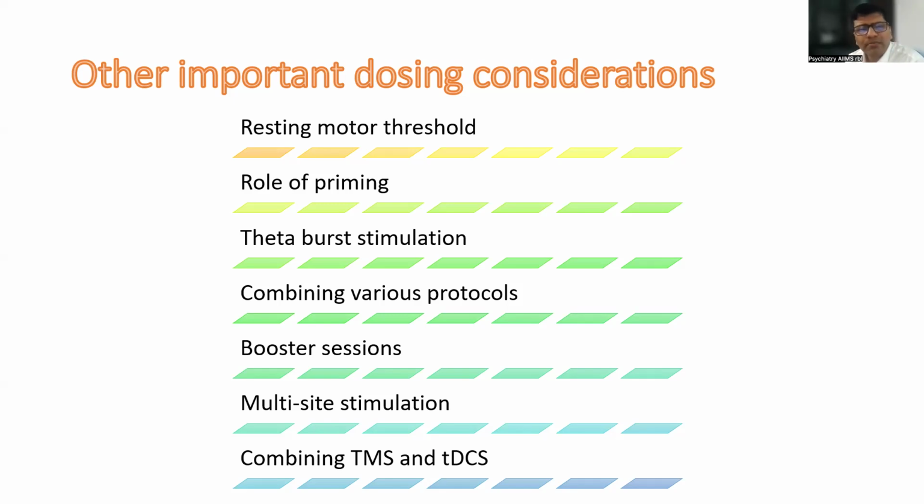You can do multiple protocols for treatment of depression, like targeting the left dorsolateral prefrontal cortex with a stimulatory protocol by giving intermittent theta burst or high frequency rTMS, then switching to the right DLPFC by giving an inhibitory protocol. So it is a sequential stimulation using 2 different protocols.